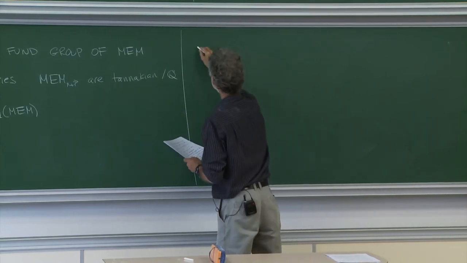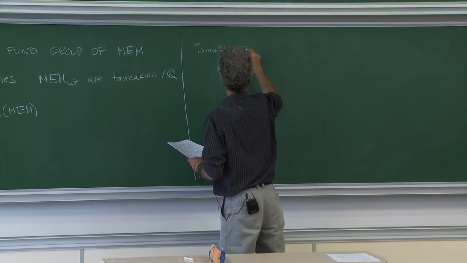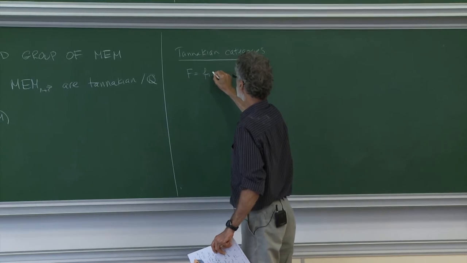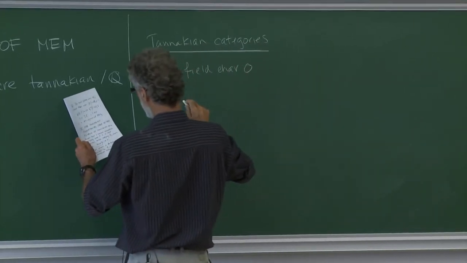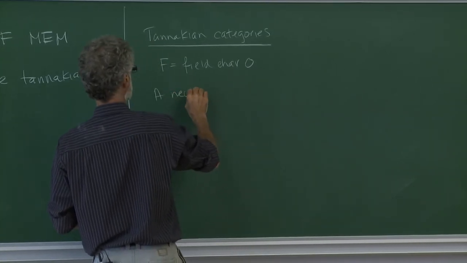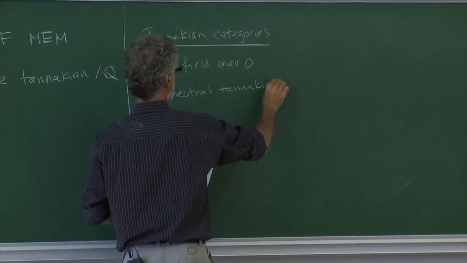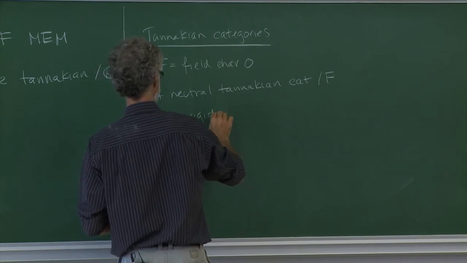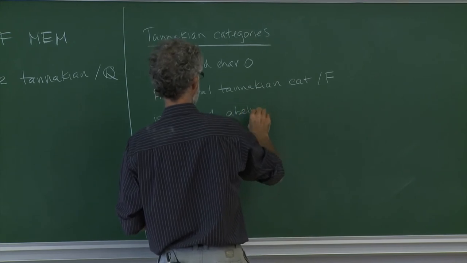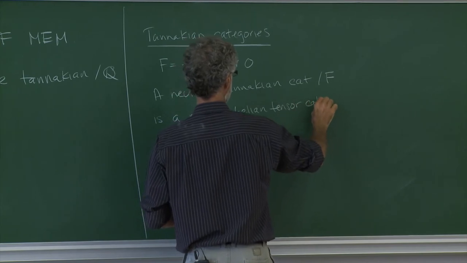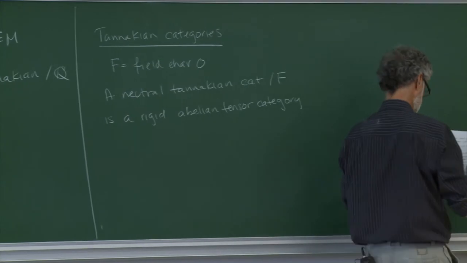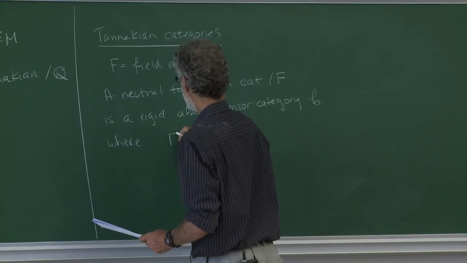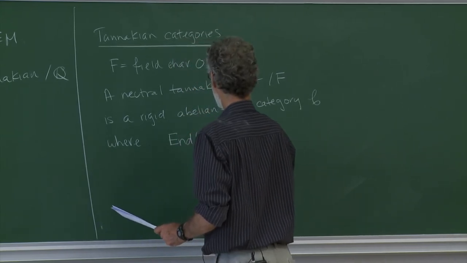So this will be very brief. F equals a field of characteristic 0. And so a neutral category over F is a rigid abelian tensor category C, where there's a trivial object, which we'll denote by 1, isomorphic to F.